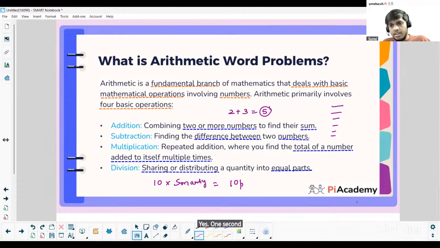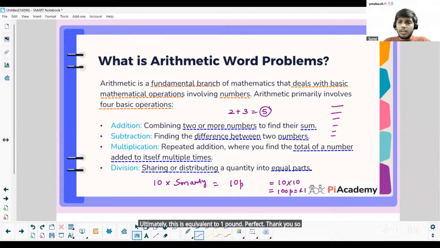One second. Yes, Ella, would you like to try this one out? £1. Correct. That will be 10 times 10, which is equal to 100 pence. Ultimately, this is equivalent to £1. Perfect. Thank you so much, Ella, for answering.